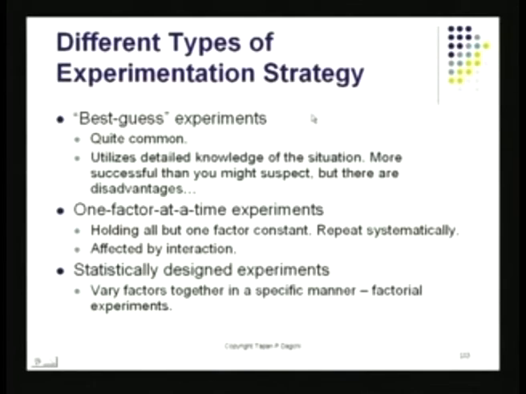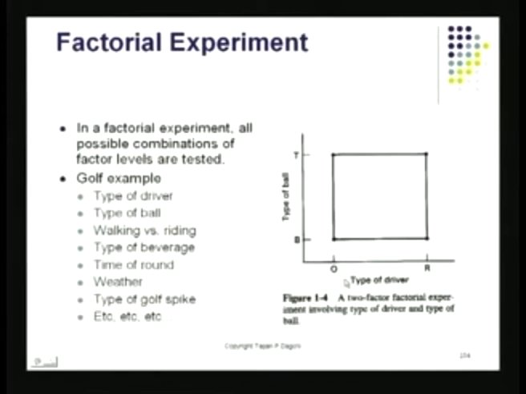What sort of strategies do people use? The design of experiments method, of course, is the most sophisticated method, statistically designed experiments. Then, of course, there are best guess experiments. I'll give you some examples of this. Then there are experiments that are one factor at a time. And of course, the best experiments are these statistically designed multi-factor experiments. Let's take a look at what these are.